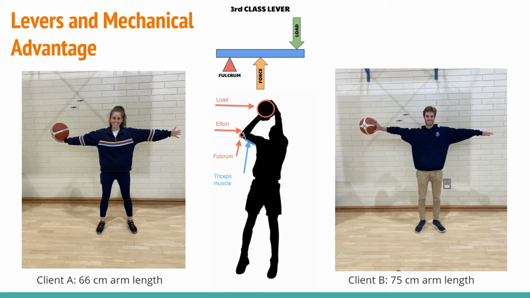Client A has an arm length of 66 cm, while client B has an extra 9 cm on top of that at 75 cm. Technically, this would mean that client B has a mechanical advantage over client A, but, as discussed previously, their techniques were very different, with client A using different muscles and therefore changing the dynamics of the lever system, but it is still worthy to note the biomechanical principles behind it.